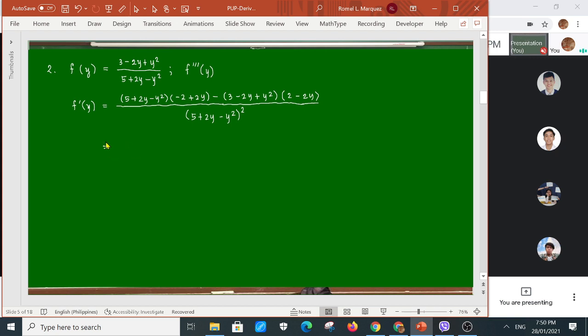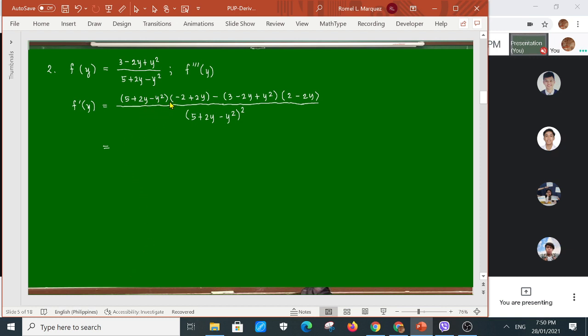Sometimes in the test, you will just be asked, find the derivative, do not simplify. Meaning, after differentiating, that's it. So, if it says no need to simplify, because the purpose is to determine if you can follow differentiation rules.